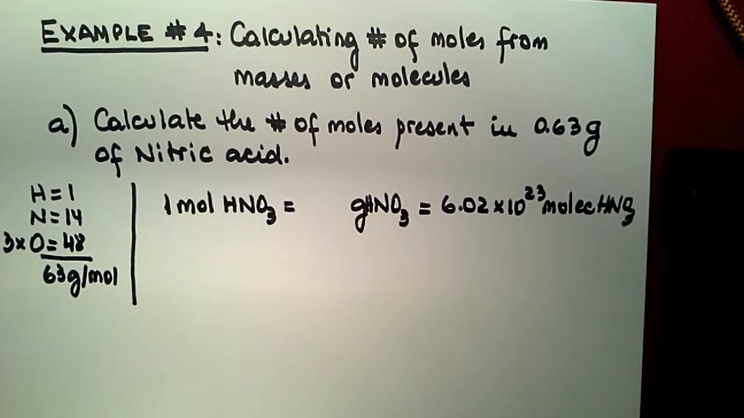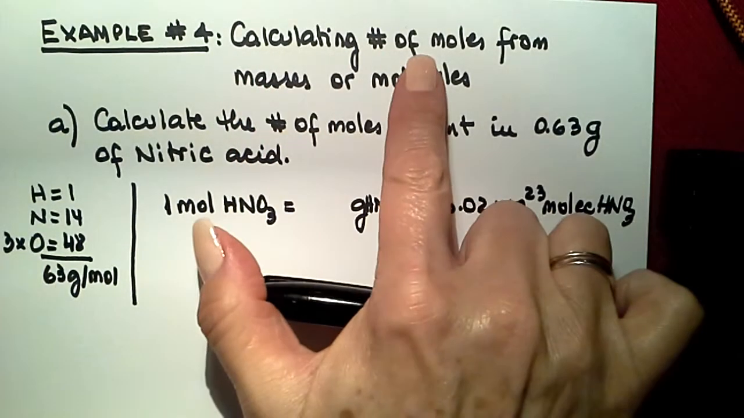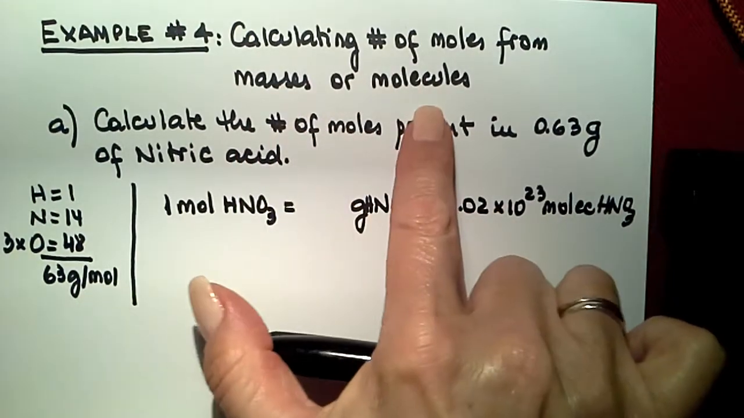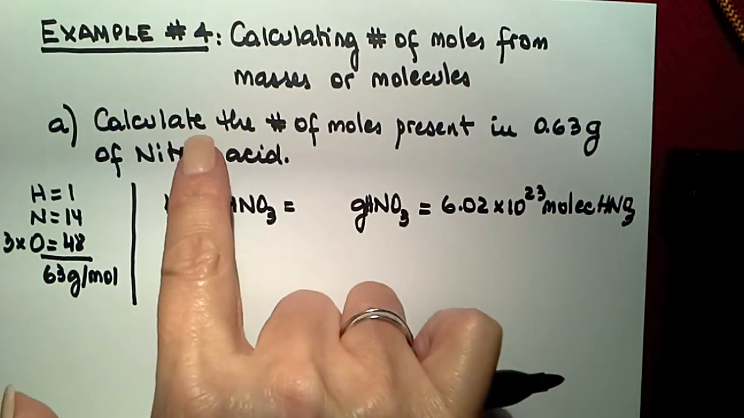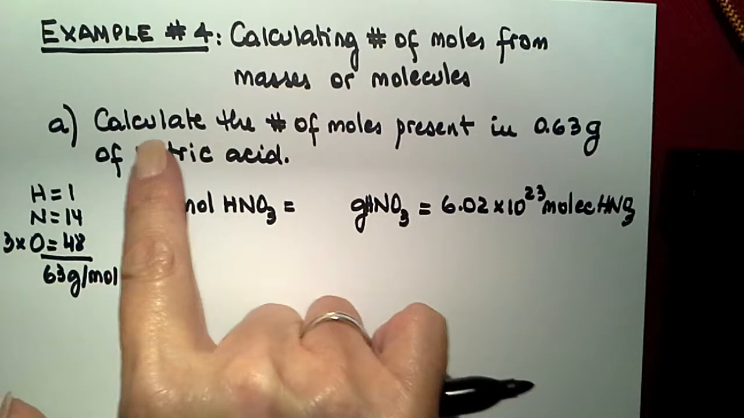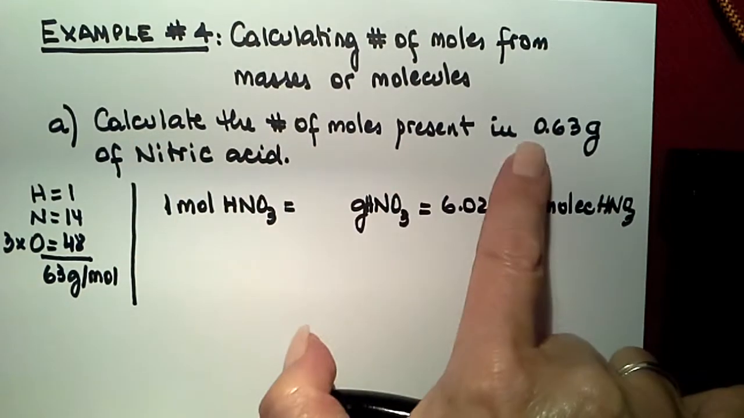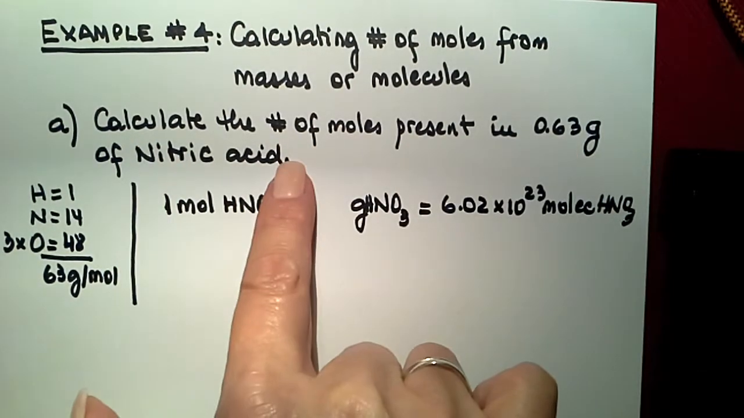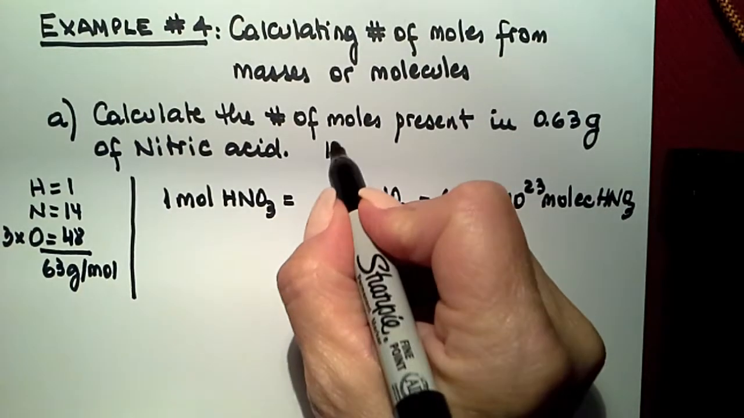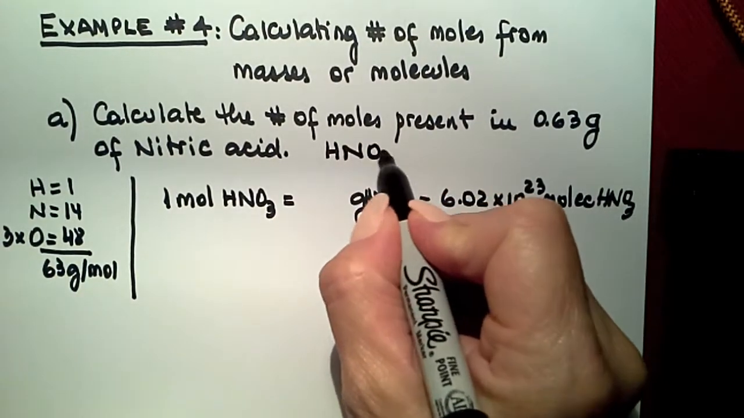In this example number 4, we are going to calculate the number of moles from masses or molecules. In this first example, calculate the number of moles present in 0.63 grams of nitric acid. The formula of nitric acid is HNO3.